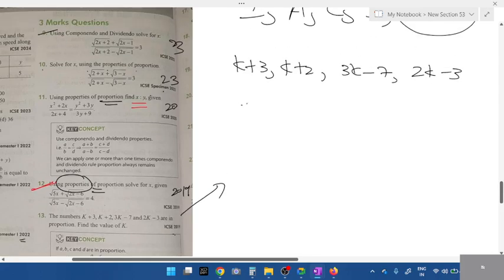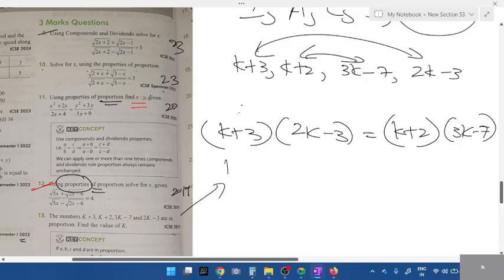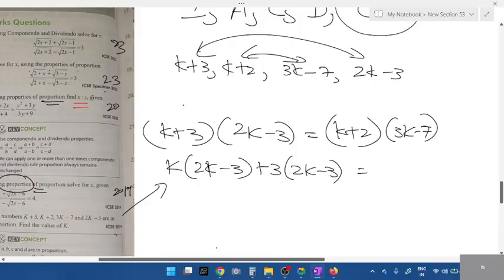This question is in proportion. If it is in proportion, how do you write? Product of means is equal to what? Product of extremes. k plus 3 into 2k minus 3 is equal to what is product of means? k plus 2 into 3k minus 7. Use bracket rule. How do you use bracket? Try to multiply directly. Okay, I'll write it in bracket. k into 2k minus 3. Next, plus 3 into 2k minus 3. This side, simple.